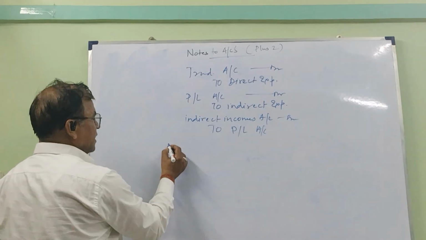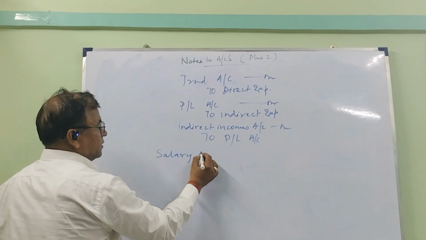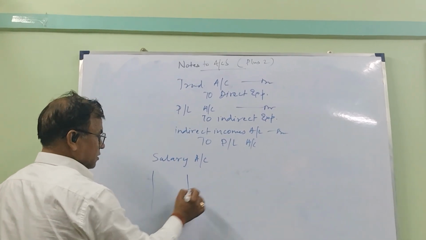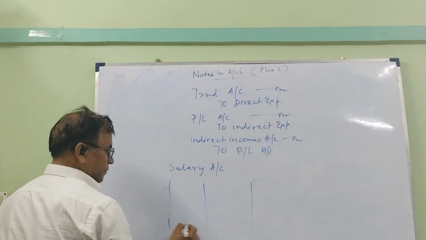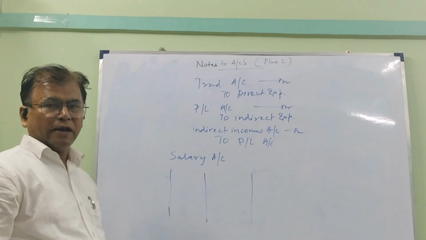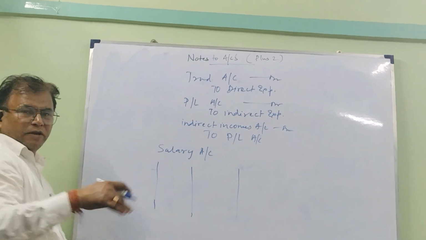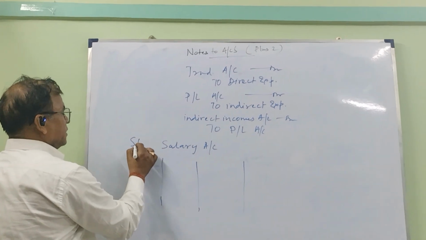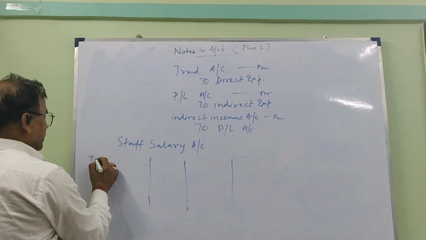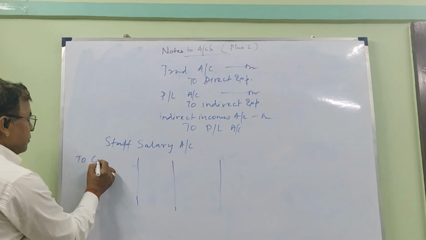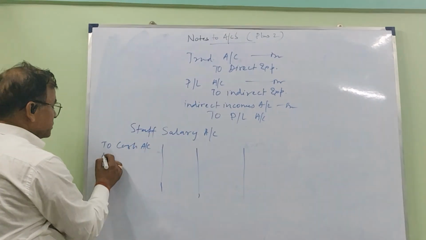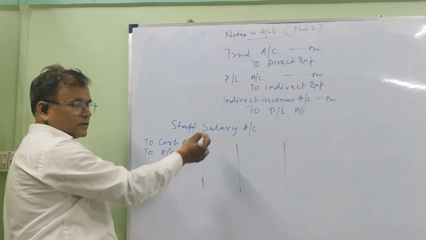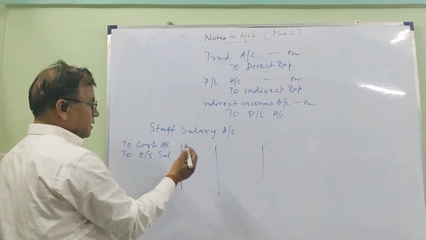Let us take salary as an account. Salary is a nominal account which is to be closed through PL. At the time when we are paying salary, every month we pass one journal entry for the staff salary account, staff salary paid for the entire year. Suppose we paid salary in cash, or some part of the salary is remaining outstanding: staff salary to cash, staff salary to outstanding salary, these are the journal entries.